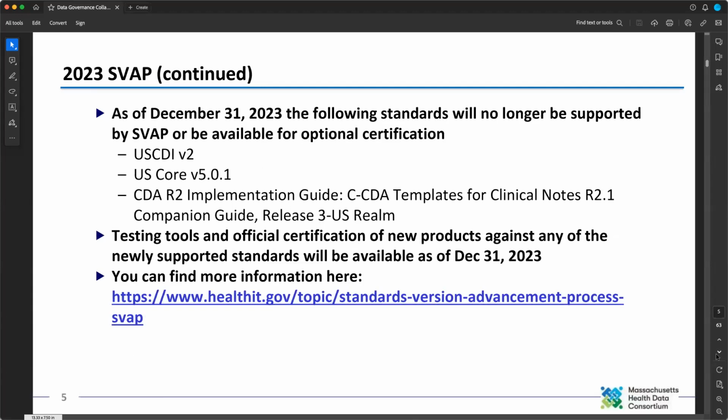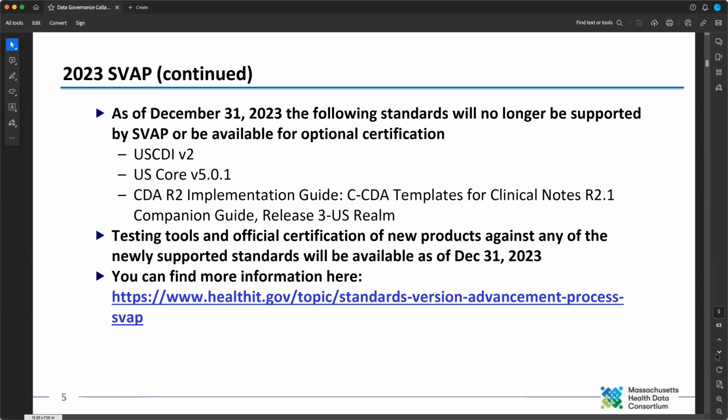they also, this is something they were not clear about in HTI1 when we looked at it. So they're actually removing stuff from the SVAP that had previously been supported. So basically this is the USCDI version 2 stuff. If anyone had optionally certified against USCDI version 2, it will no longer be supported as of December 31st. And if that is the only thing they certified against, they will either have to go to USCDI version 3 or back to USCDI version 1.